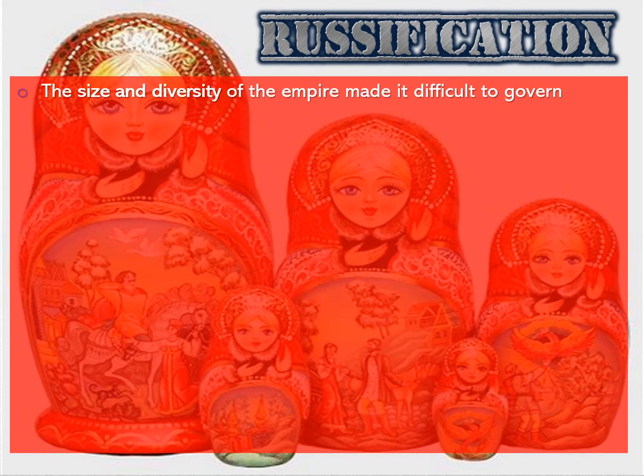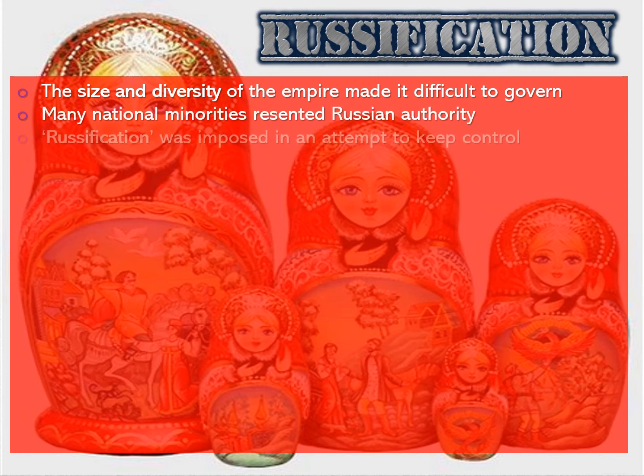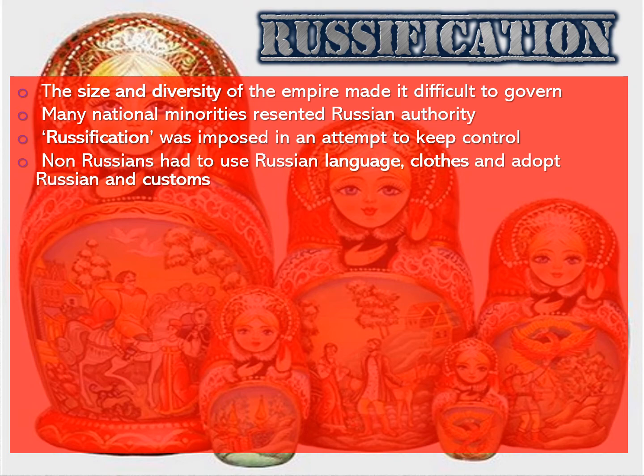This means that the size and diversity of the empire made it very difficult to govern and control for any sort of leader. Whether they were a good leader or a bad leader, that would be very difficult for them to do. Many national minorities resented the Russian authority, so Russification was imposed as an attempt to keep control, as we've already said. The non-Russians had to use the Russian language, the clothes, they had to adopt Russian as kind of their main focus. They had to adopt Russian customs and things like that.